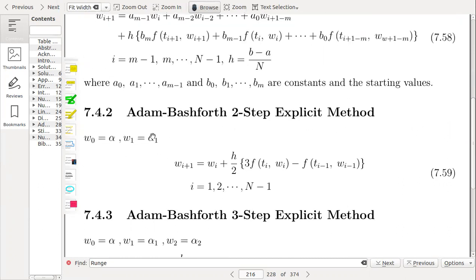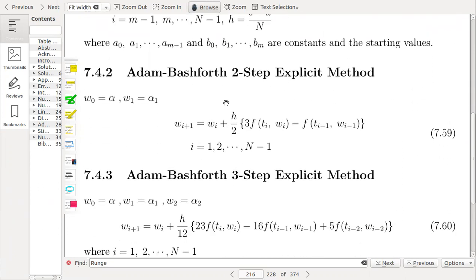Okay, so the Adams-Bashforth two-step explicit method. W naught is equal to alpha and W1 is equal to alpha 1. These two values are the starting values needed to apply the Adams-Bashforth two-step explicit method. This is an explicit method because it is written in the form of a recursive or iterative formula. So W i plus 1 is not involved on the right hand side, and the others are known, like W i and W i minus 1.